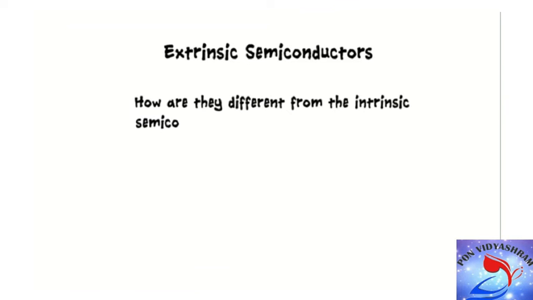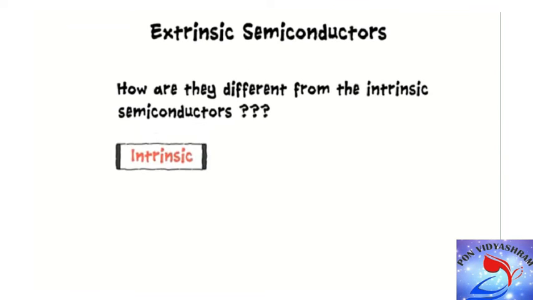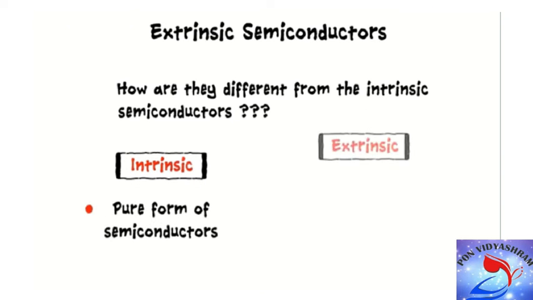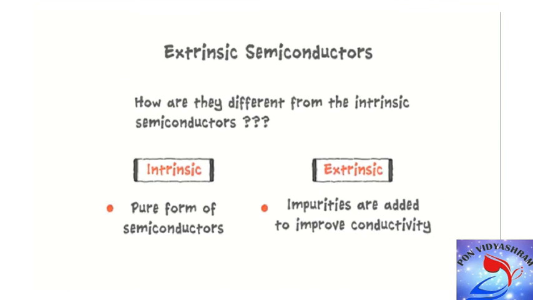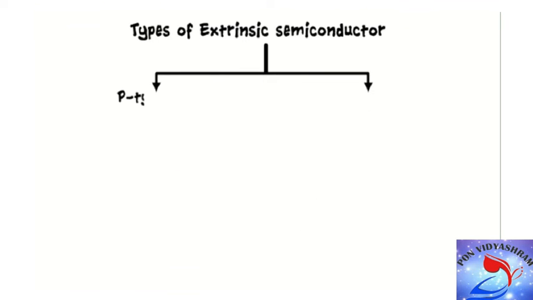Now we're going to see about extrinsic semiconductors, and how they are different from intrinsic semiconductors. The pure form of semiconductors is intrinsic, and the impure form is called extrinsic. That is, we add impurities to improve the conductivity of the semiconducting devices. We have two types: P-type and N-type.